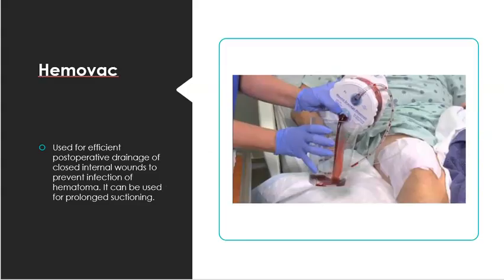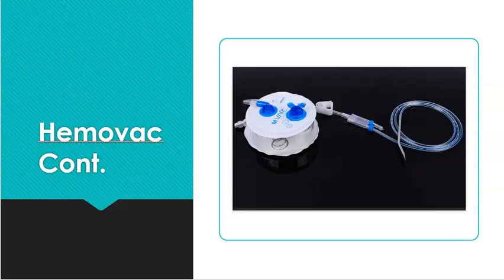A hemovac is used for efficient postoperative drainage of internal wounds to prevent infection and hematoma. It can be used for prolonged suctioning as well. I've seen a lot of patients that have had a total knee replacement and they have a little bulb, which would be a hemovac, for drainage after surgery, but they could have it in other places as well. Here's another picture of what that would look like.